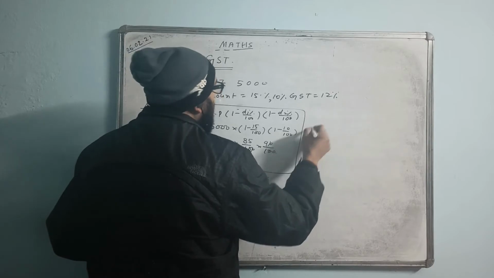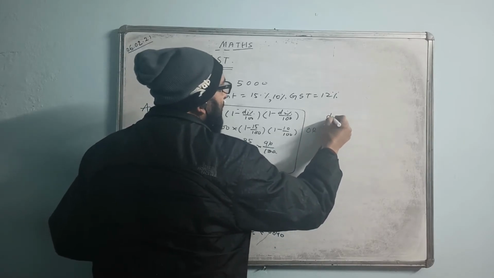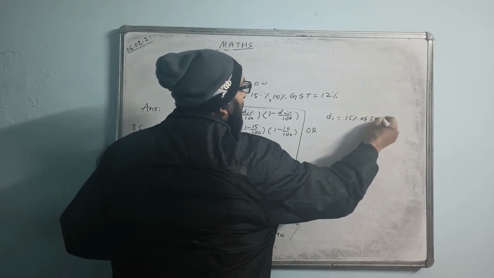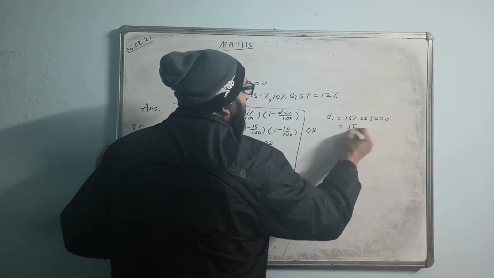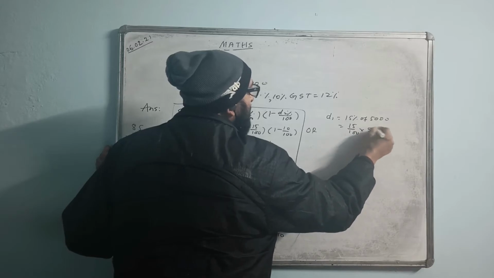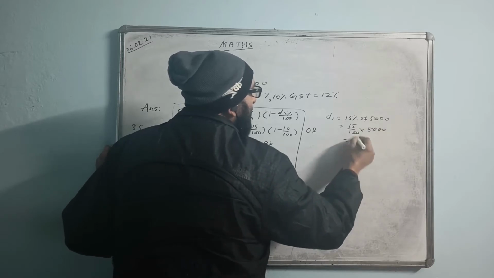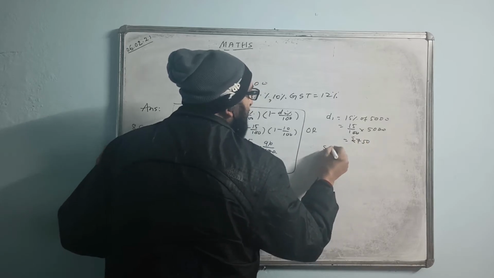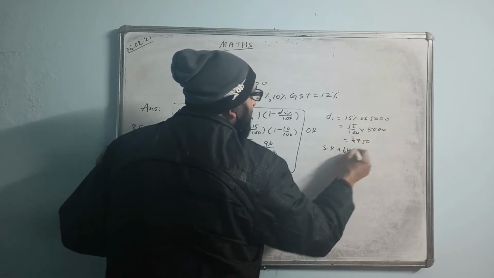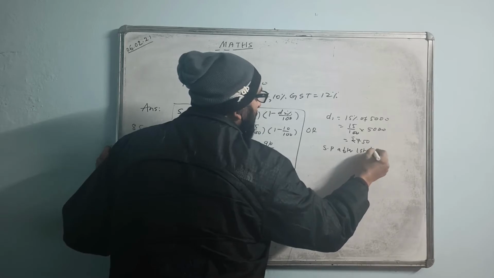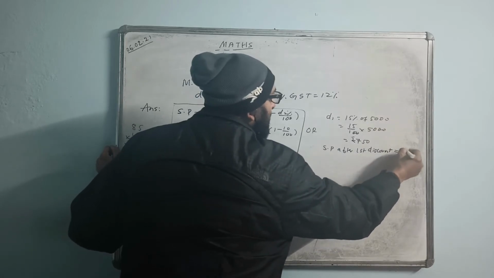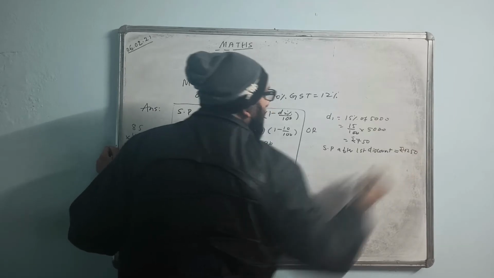If we do the previous method, first discount D1 is given, 15% of 5,000. It becomes 15 by 100 into 5,000. The answer will come 750 rupees. What is the selling price after first discount? 5,000 minus 750. Answer is 4,250.